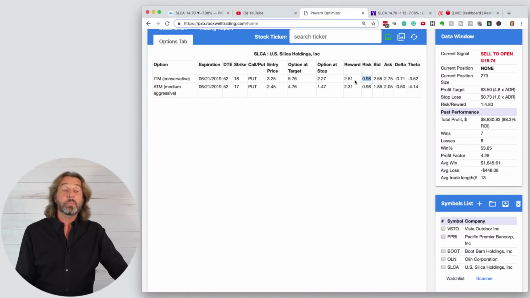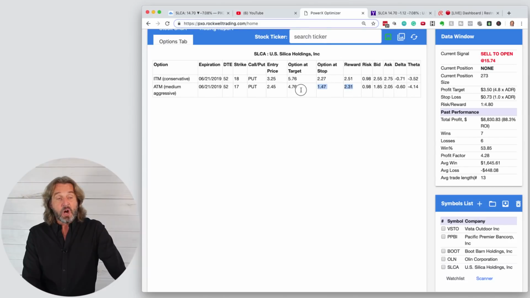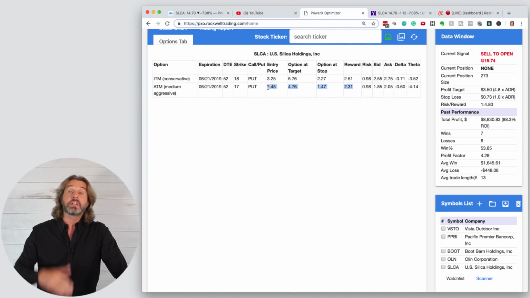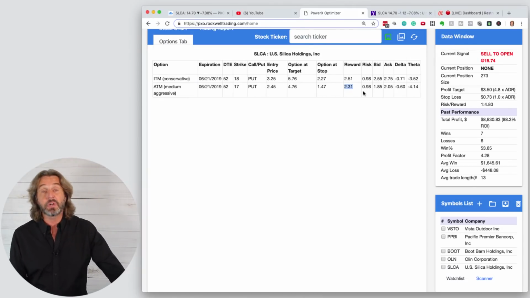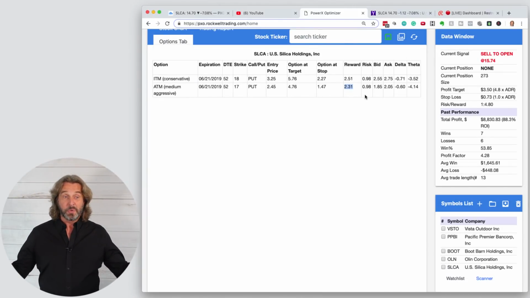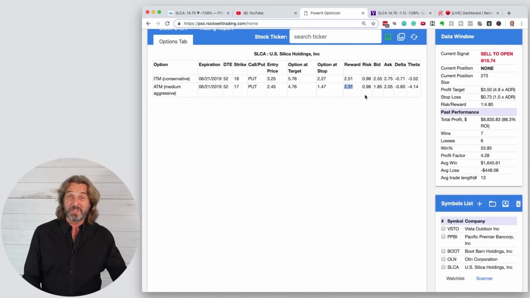But we said, let's compare these two. With this option and having all the data that we can calculate using the binomial model or the Black-Scholes formula, we know that we would risk 98 cents trying to make $2.31. Now let me ask you this. If you could risk 98 cents and make $2.51, or you're risking 98 cents and make $2.31, which one would you choose? Would you choose option number 1 or option number 2? Well, pretty obvious, right? You have the exact same risk, but you can make 20 cents more on option number 1, so you would choose option number 1.